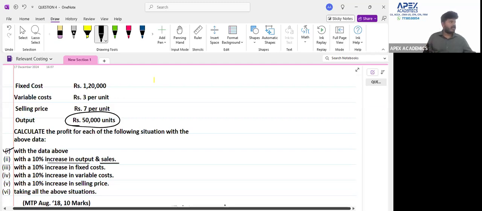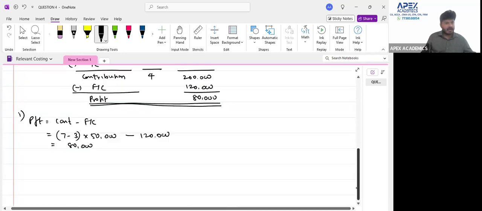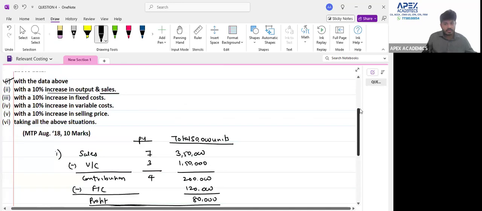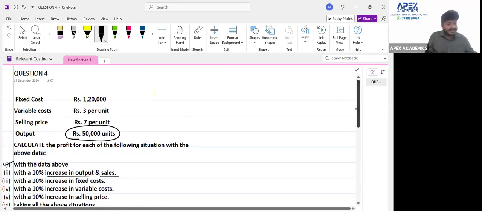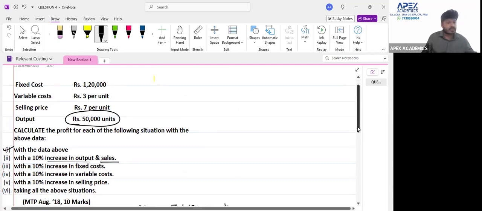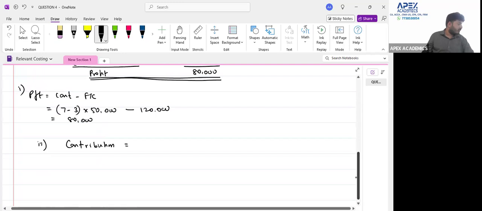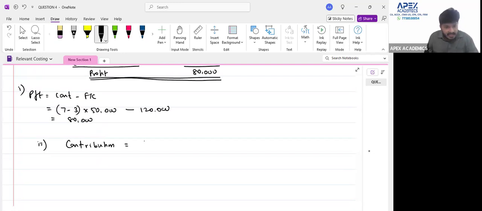Now that is increasing by 10%. Variable cost stays the same per unit. Now see what will happen. I am writing over here for the second one, contribution. Please pay attention. Have they said this is output and sales? They have not said selling price per unit. So 7 will stay 7 only. So your answer will be 7 minus 3 multiplied by 55,000. Do you understand this? Sales minus variable cost multiplied by the number of units minus your fixed cost. Sorry, this was just contribution.